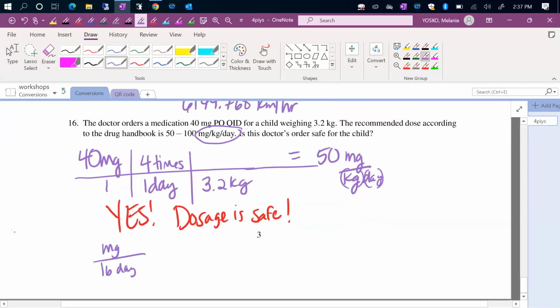So is a milligram smaller or bigger than a gram? A milligram is smaller than a gram. A gram is bigger.